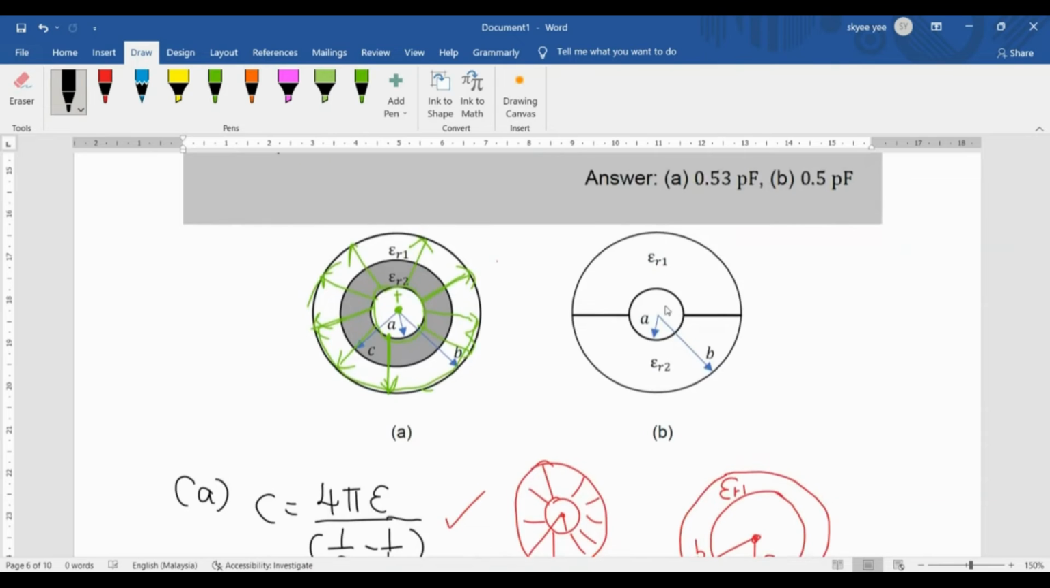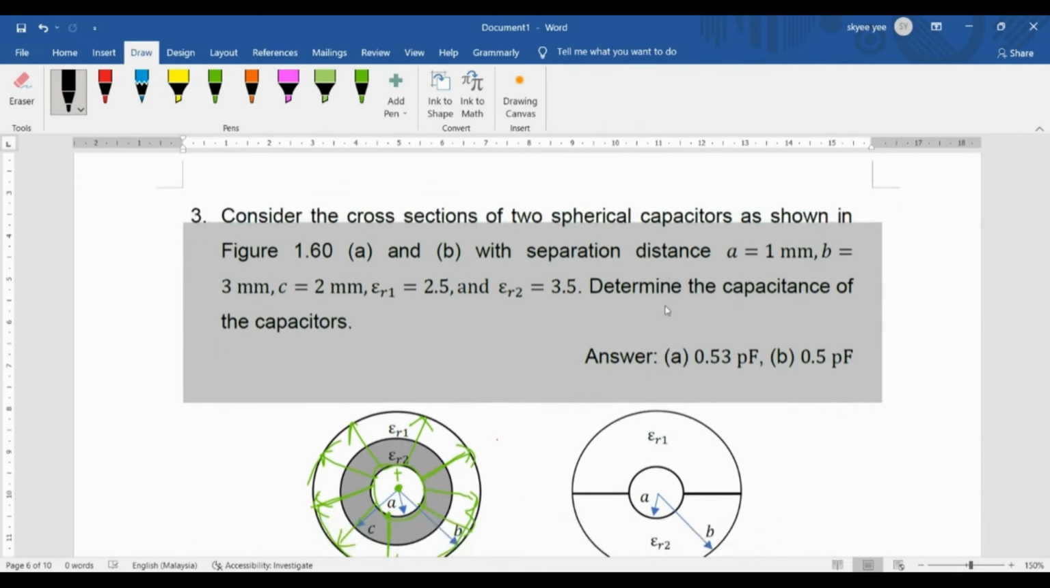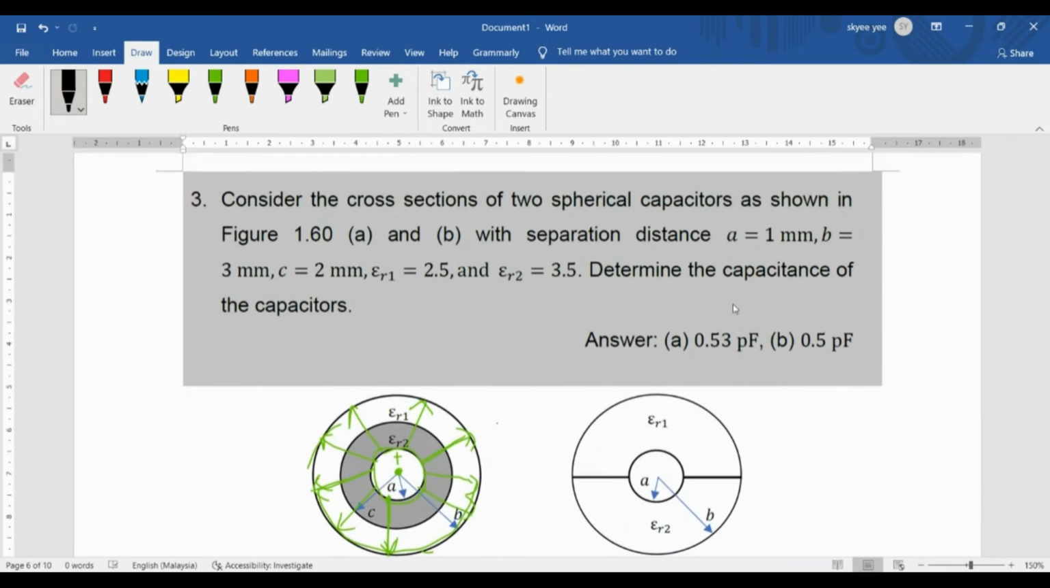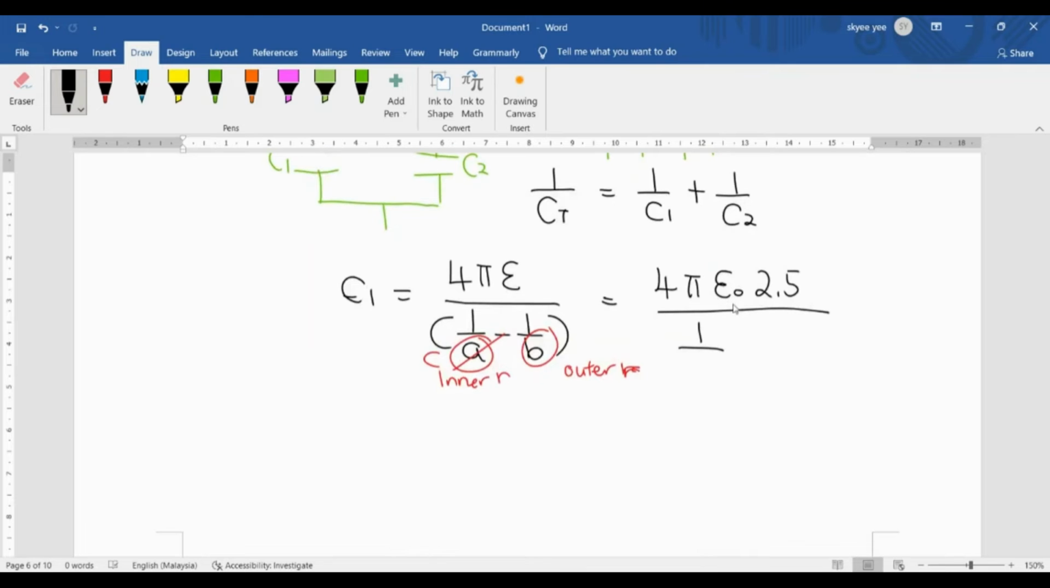Okay, so the epsilon R for C1 is 2.5, over 1 over C. What's the C value? C is 2, B is 3, 3 millimeter. Okay, so you can calculate C1.